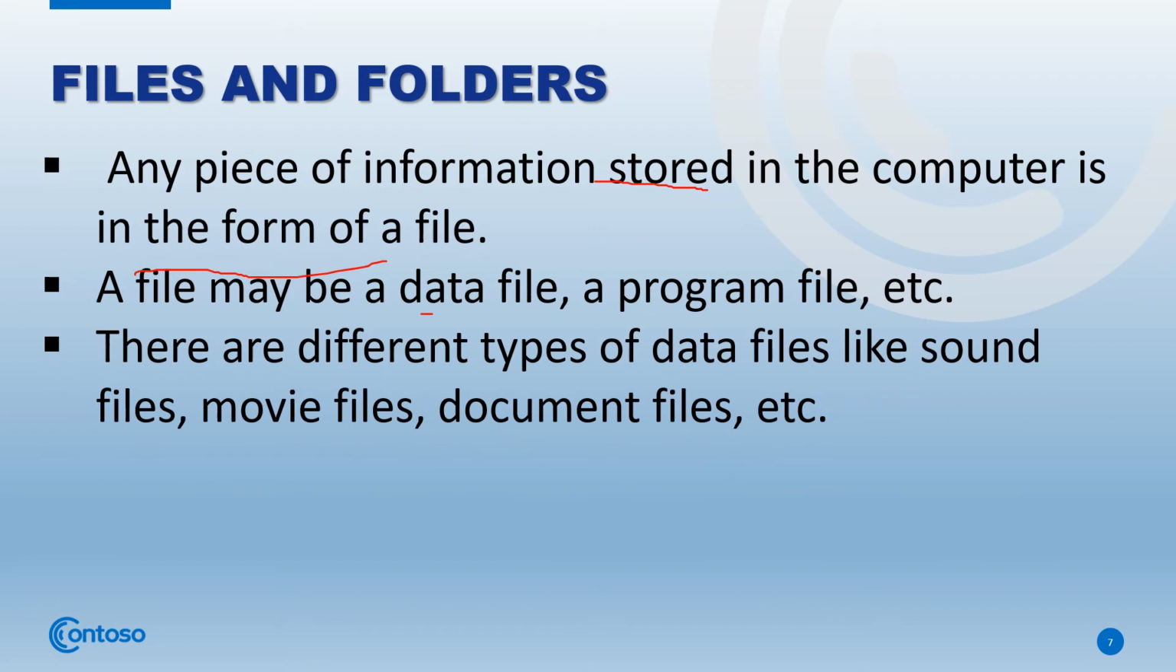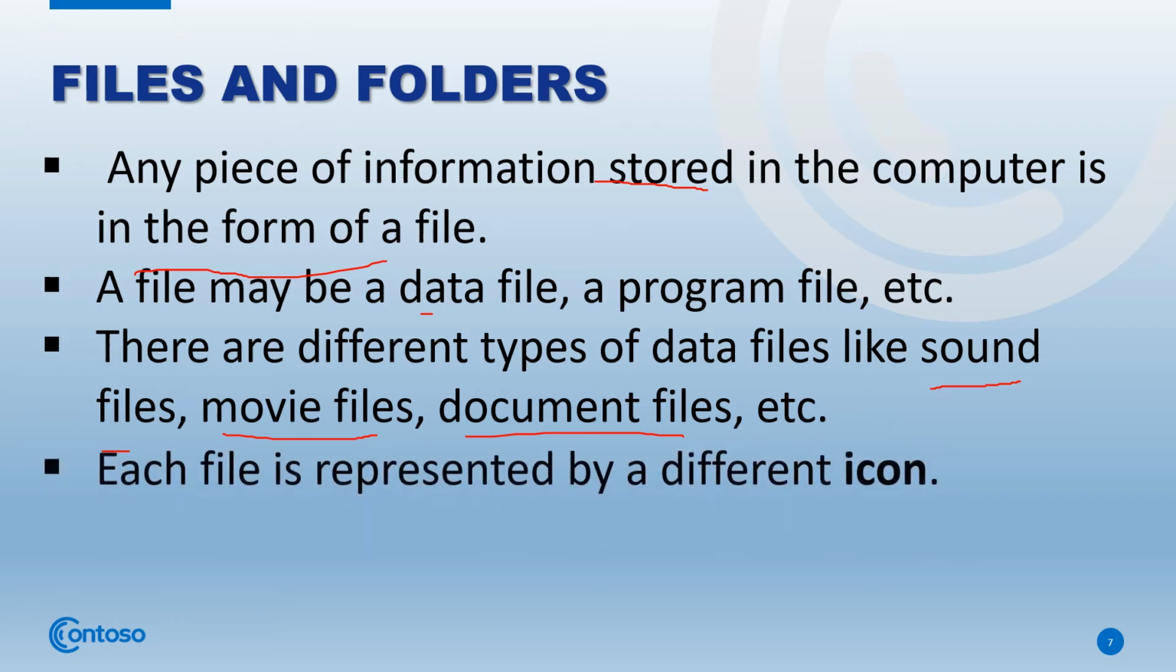There are different types of data files. Data files may be a sound file, as I told before, it may be an audio, or it may be a video, movie file, or a document file. So these are different data files. And each file is represented by a different icon. If it is a sound or audio file, you can see a different picture. If it is a movie, you can see a different icon. So for each and every file, you can see different icons.